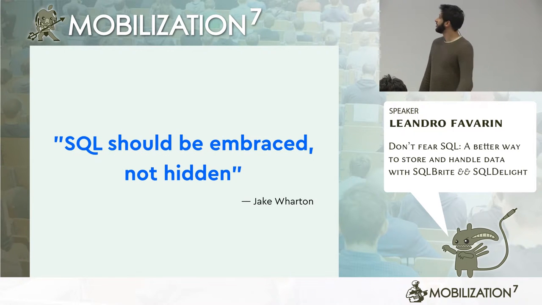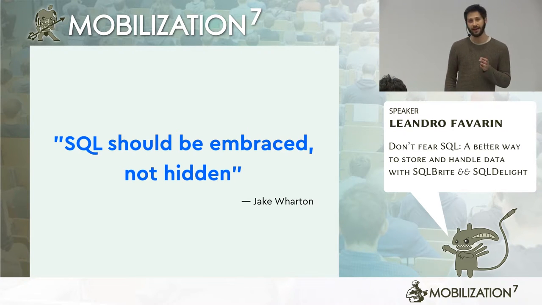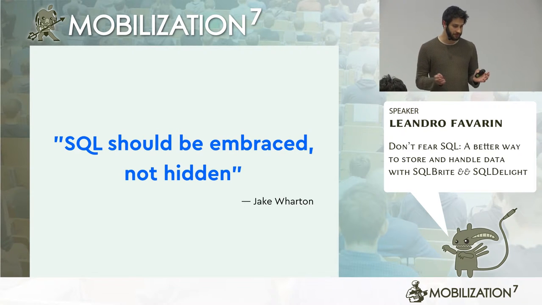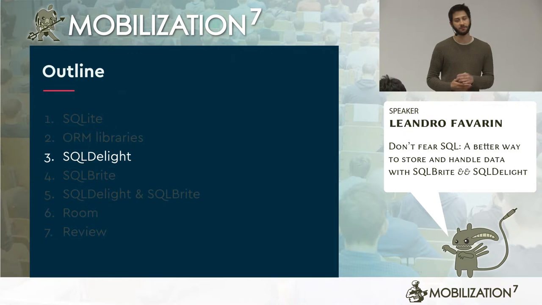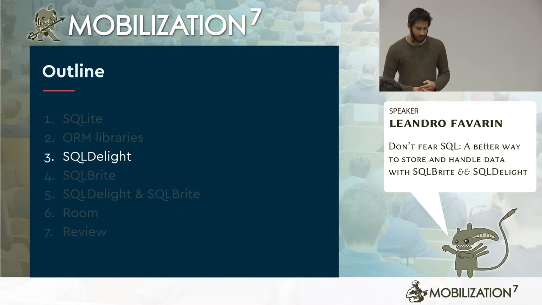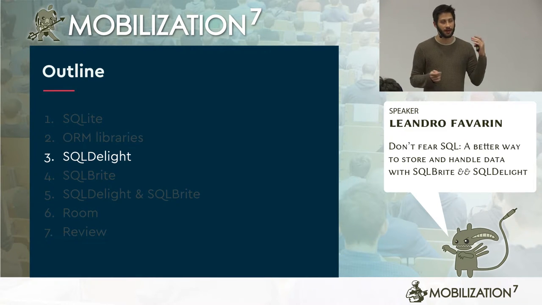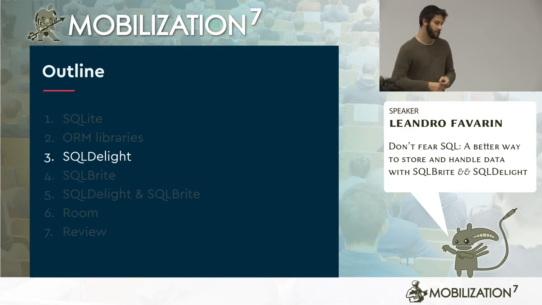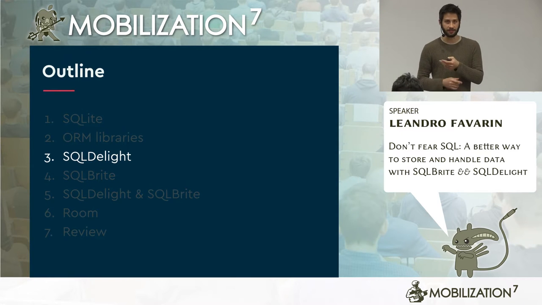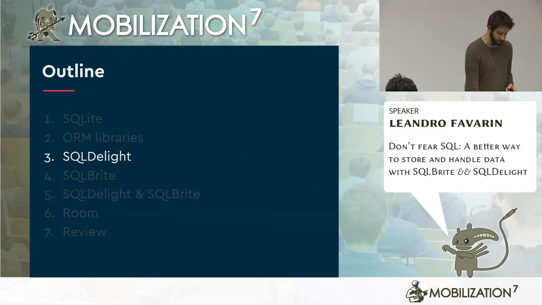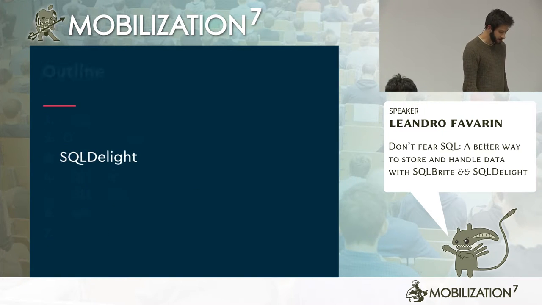Android folks here know Jake Wharton. He once said SQL should be embraced, not hidden. And that's the philosophy they had when they started. They tried different alternatives to fix this problem. Alec Strong gave a talk a couple of years ago at the Square headquarters, and they went through different strategies for how they would safely map the marshalling and unmarshalling of the entities. Some of the experiments failed, but the ones that succeeded became SQLDelight and SQLBrite. And that is what I'm going to talk about today. So first, let's talk about SQLDelight.